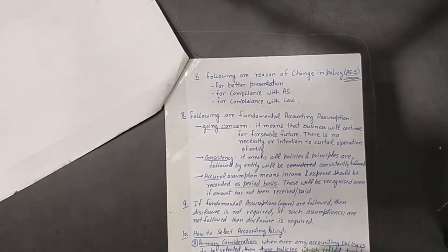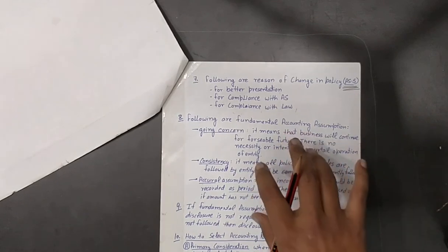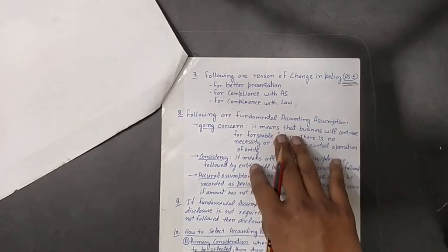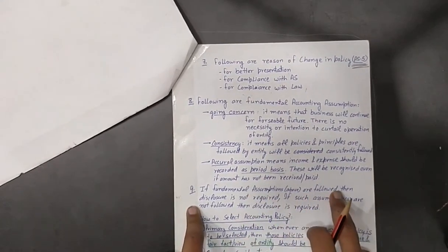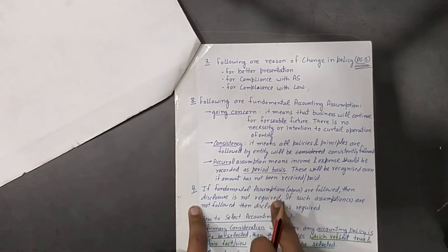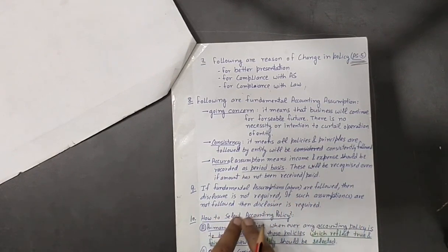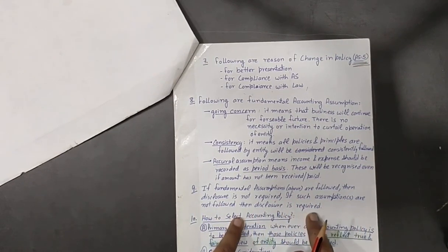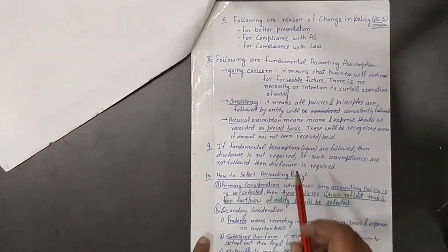Alright, there's nothing to be discussed about these policies. From day one as we entered, we all know these 3 accounting assumptions. Important point: if fundamental assumptions are followed, then disclosure is not required. If assumptions are not followed, then disclosure is required. Important. Last point: how to select an accounting policy.